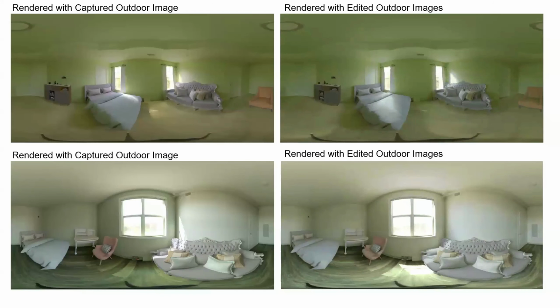And okay, so here the left column shows using paired indoor-outdoor image for virtual home staging, and on the right we rendered the image using edited outdoor images. We can see the sun changes. So using this approach, we don't need to visit the house multiple times.